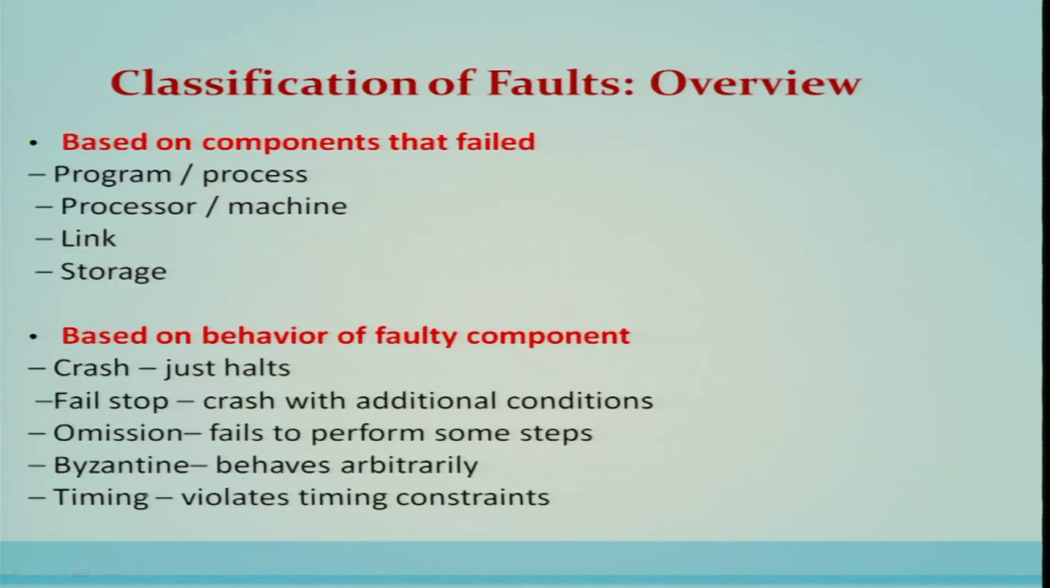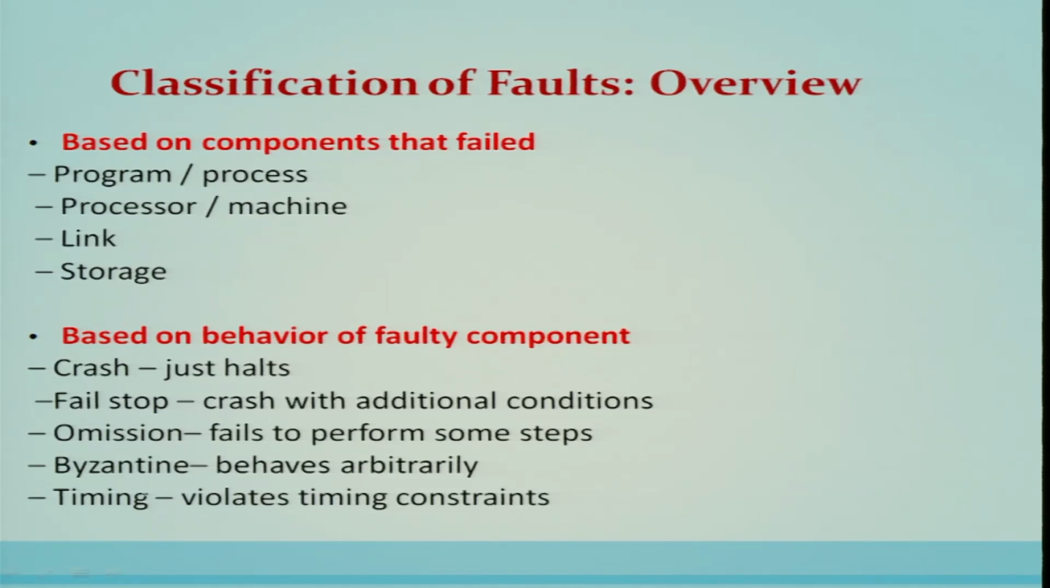Now we are going to see some of the fault models. So let us classify the faults. Based on the component that failed, the components which are failing in distributed systems are classified as either the program or a process, or a processor or a machine, or a link or a storage. They are prone to failures, and we assume in this discussion that if one of these components fails, the algorithms must still lead to a consensus or agreement which is required to run the applications.